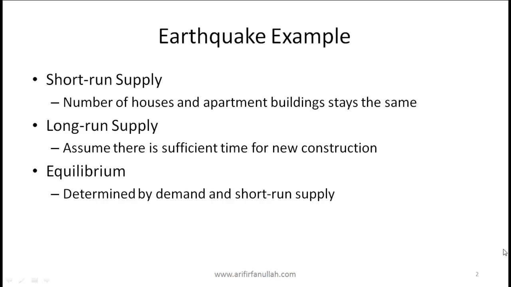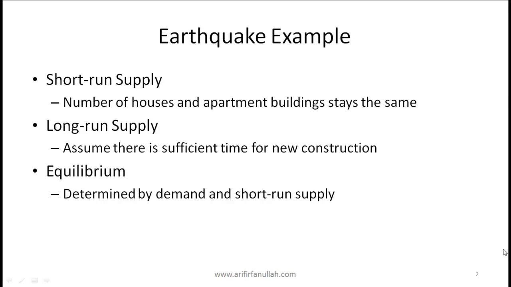Long-run supply means the supply of housing units in the long run. So this gives suppliers or construction companies sufficient time to build enough new apartments to meet the necessary demand. So in the context of apartment buildings in San Francisco, long run would mean probably 1 to 2 years, which gives enough time to build new housing units. Equilibrium, as you have studied before, is determined by the intersection of demand and short run supply.